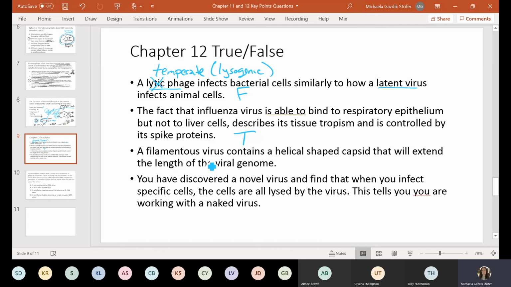As for the next one, a filamentous virus contains a helical-shaped capsid that will extend the length of the viral genome.